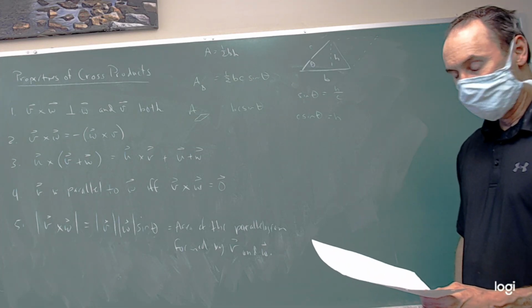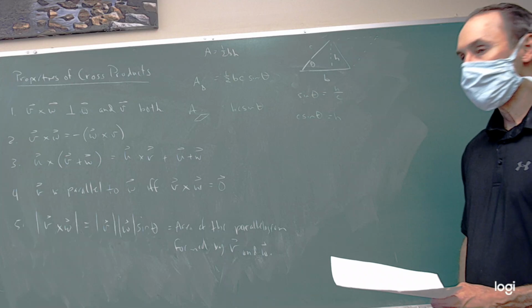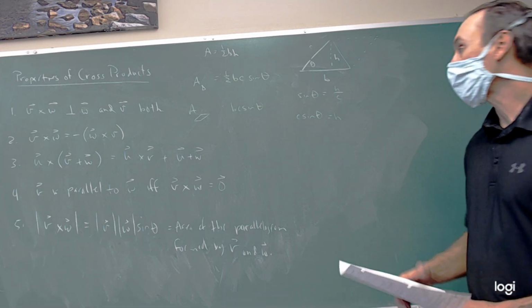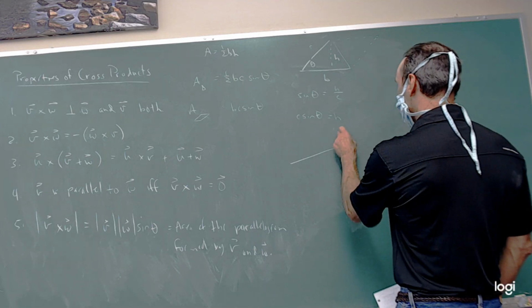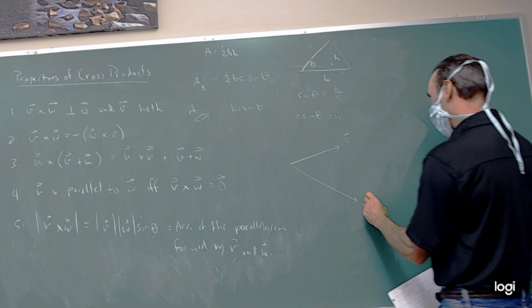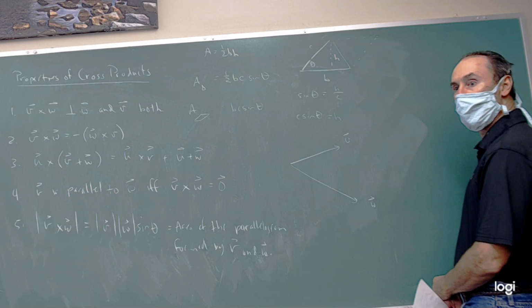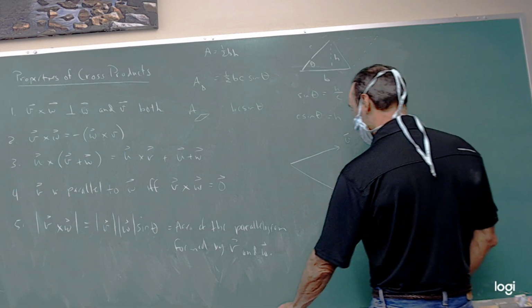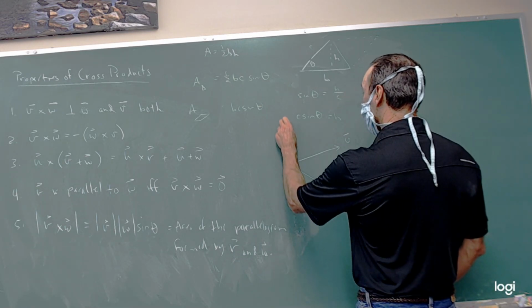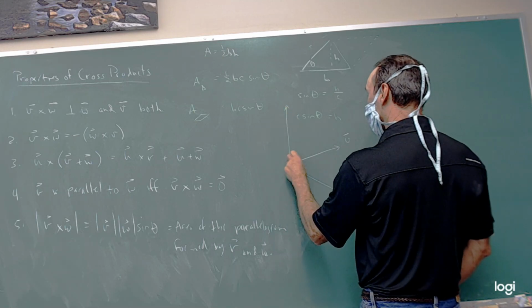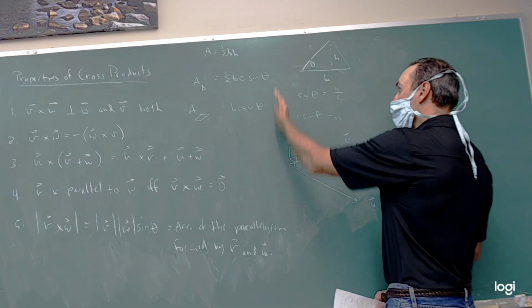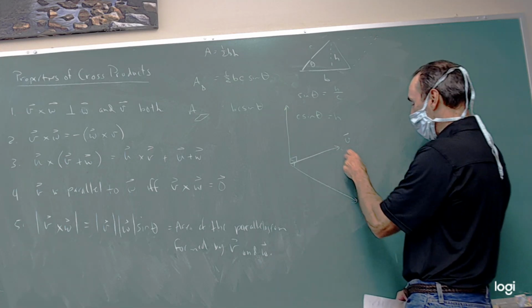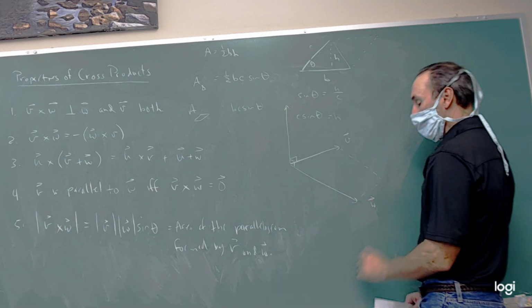Kind of crazy. So there's a geometric interpretation. You've got this vector V, and another vector W. Their cross product is going to be a vector that is perpendicular to both of those, and its magnitude is going to be the area of that parallelogram.